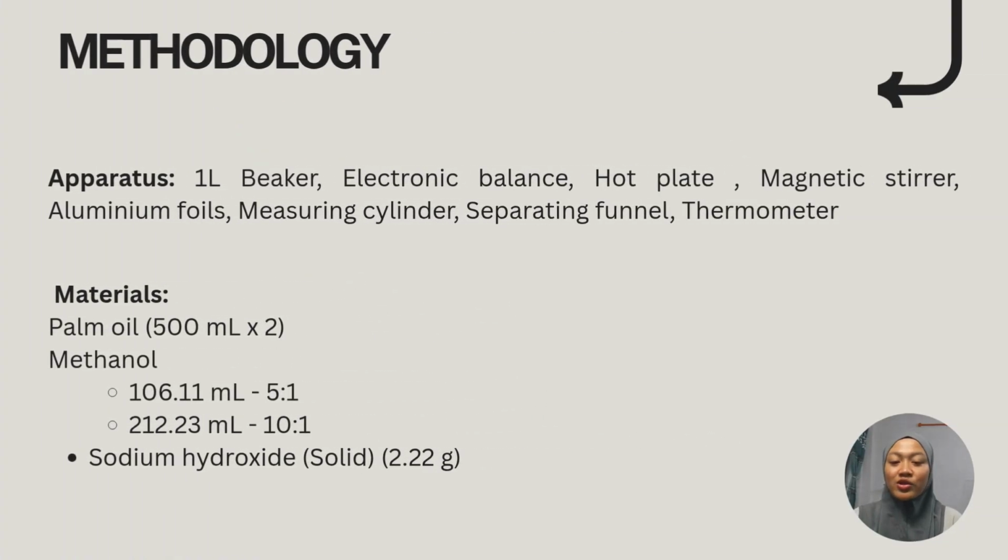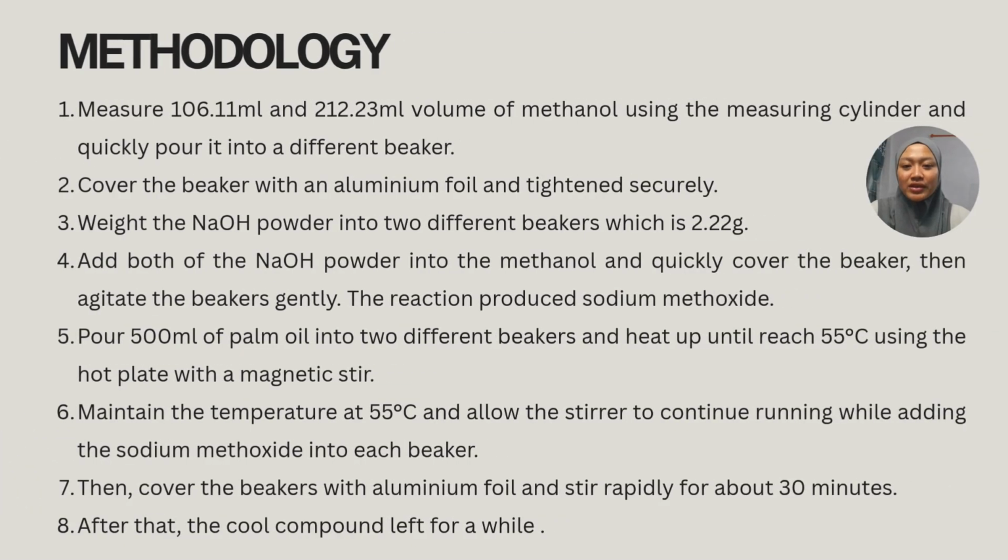This is the methodology for the biodiesel synthesis. The apparatus involved in this experiment is a one-liter beaker, electronic balance, hot plate, magnetic stirrer, aluminum foil, measuring cylinder, separating funnel, and thermometer. And then the materials are palm oil, methanol with different ratios, and sodium hydroxide at 2.22 grams. So this is the methodology for the biodiesel synthesis experiment.